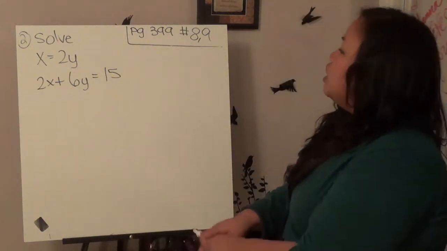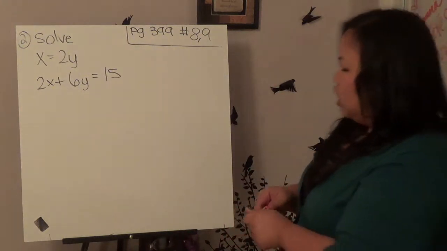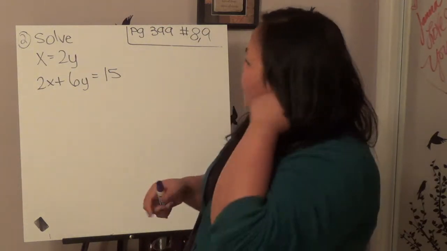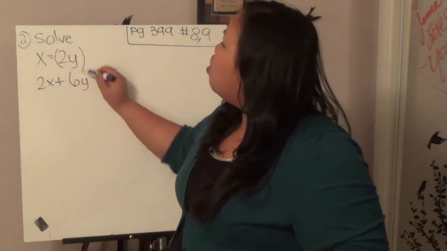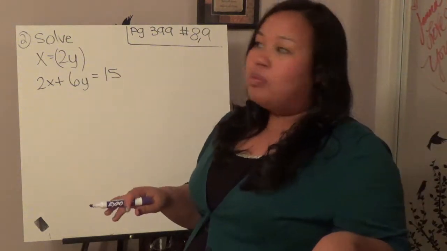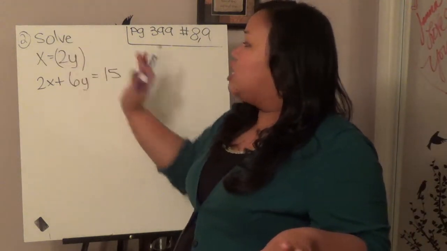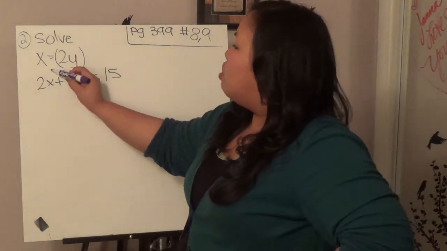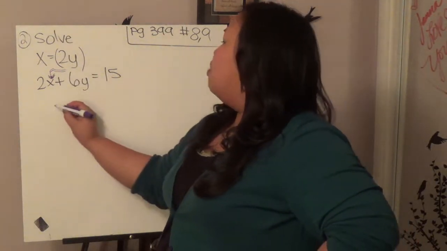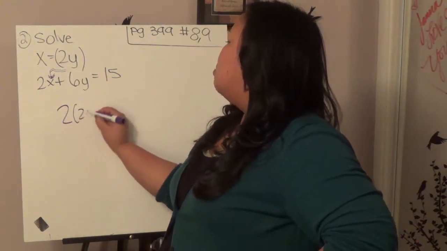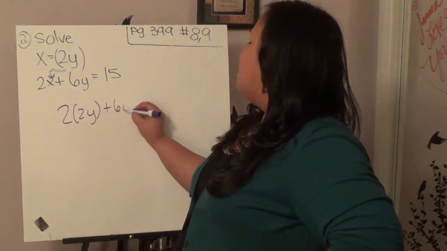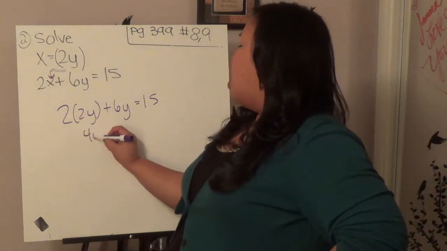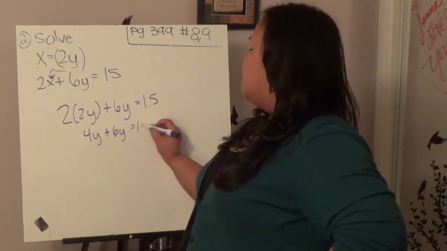Okay? For this one, lucky enough, in this equation, the x is already by itself. So when that happens, all I have to do is substitute it. So this is even shorter because there's no problem we have to work out or isolate because x is already isolated on one side, everything else on the other side. So I'm going to take it and replace this x. So now, instead of this, I'm going to have 2 times 2y plus 6y equals 15. Now I'm going to multiply. 2 times 2 is 4y plus 6y equals 15.